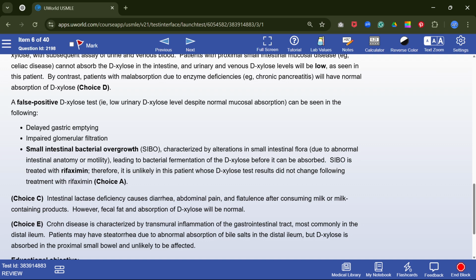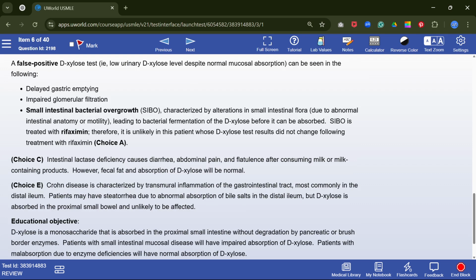Intestinal lactase deficiency can cause diarrhea, abdominal pain, and flatulence after consuming milk or milk products. However, in intestinal lactase deficiency, the fecal fat and the absorption of D-xylose will be normal. Crohn's disease is characterized by transmural inflammation of the GIT, most commonly in the distal ileum. Patients may have steatorrhea due to abnormal absorption of bile salts in the distal ileum, but D-xylose is absorbed in the proximal small bowel and is unlikely to be affected.